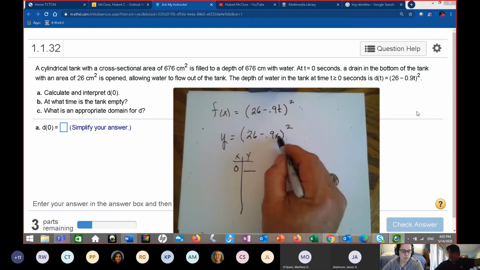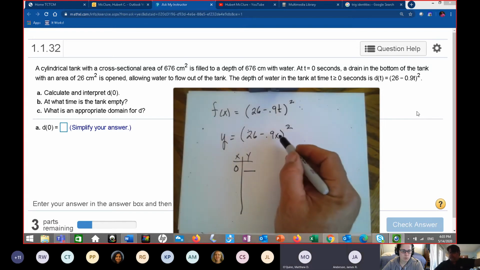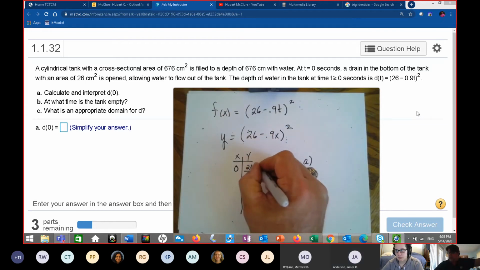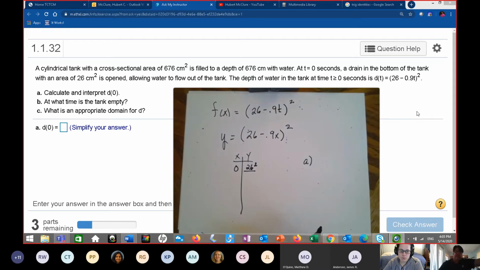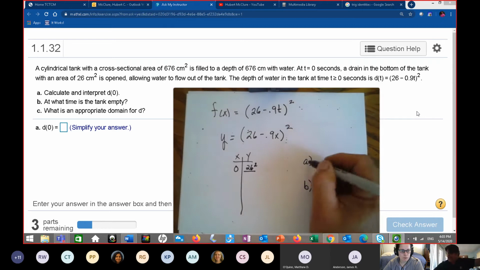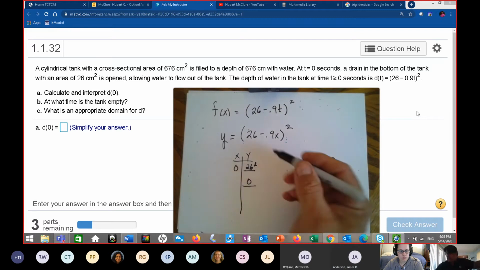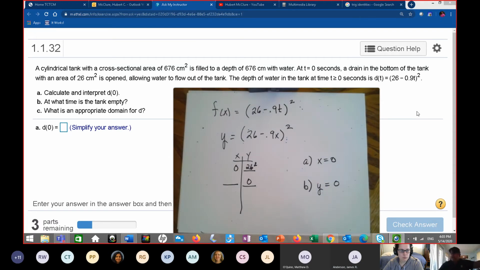So what happens to 0 with that 0.9? It goes away. It cancels out, Hubert. And 26 squared, I don't care about. Y'all can work your calculator. That's good. All right, what's B? A said x is equal to 0. What do you think B says? Y is equal to 0. So if y is equal to 0, what are you going to find? X. Plug in 0 for y.